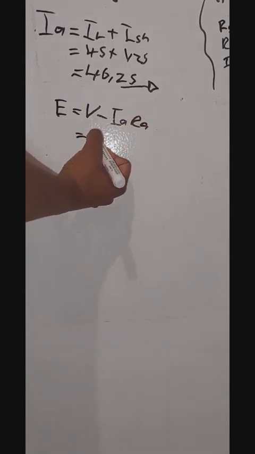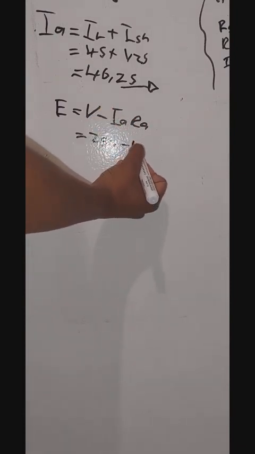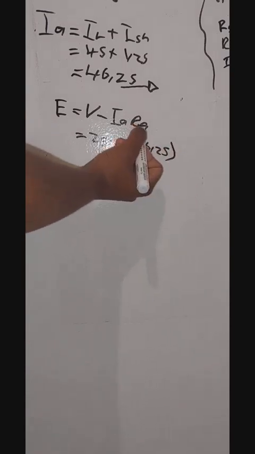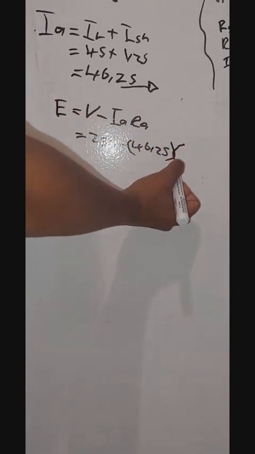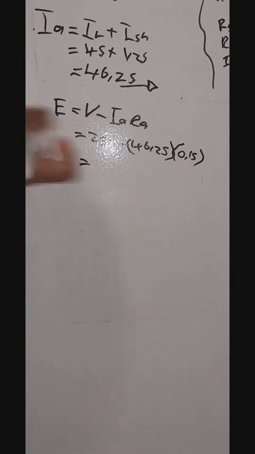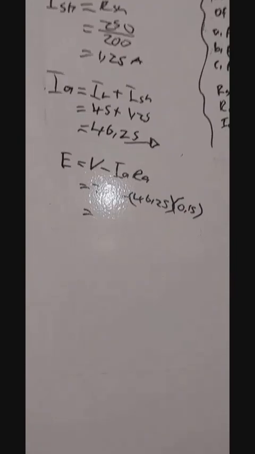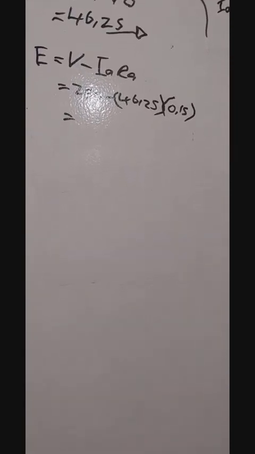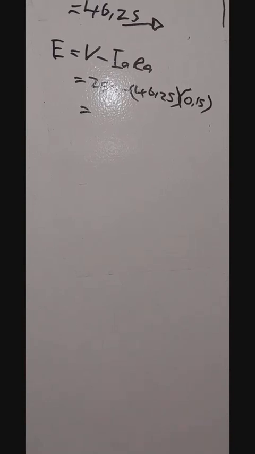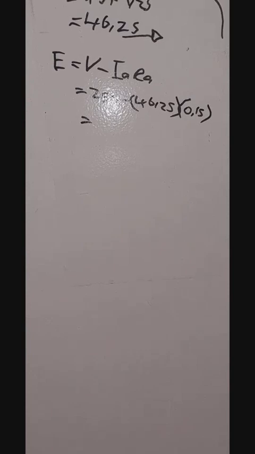We were given the voltage and it was 250. We just solve for IA, which is 46,25, which we're gonna times by RA. RA was 0,15. It was given. And then from the calculator, is that visible? From the calculator, 250 minus 46,25 times 0,15.